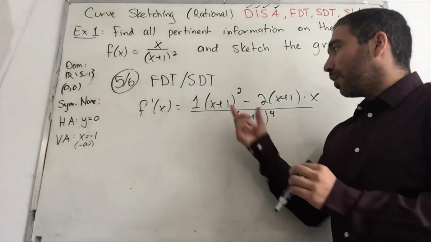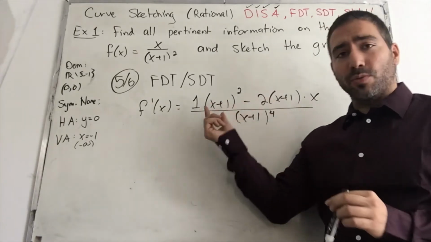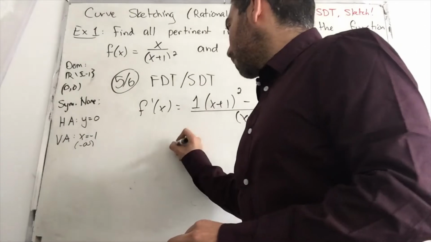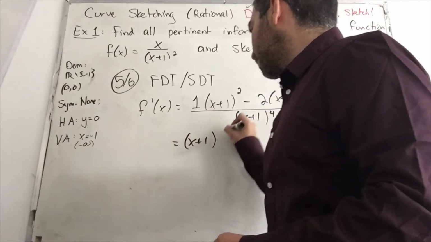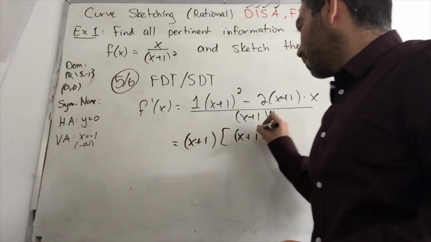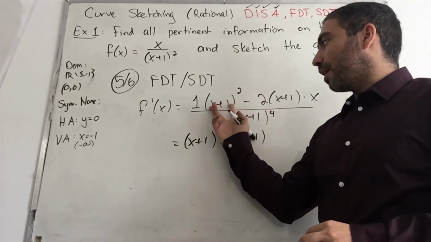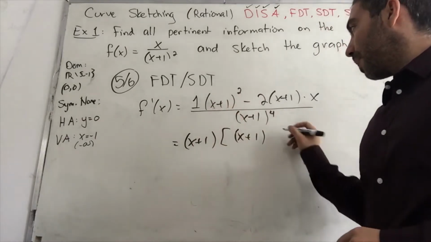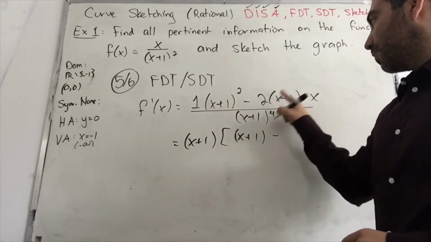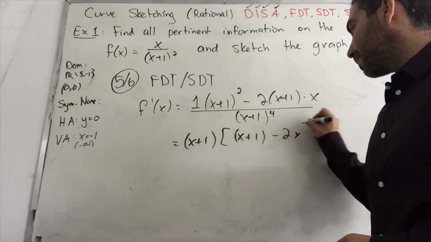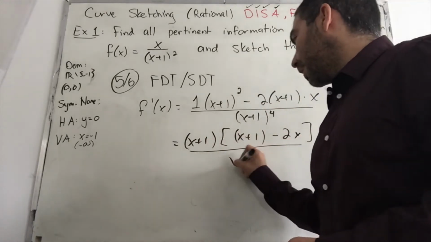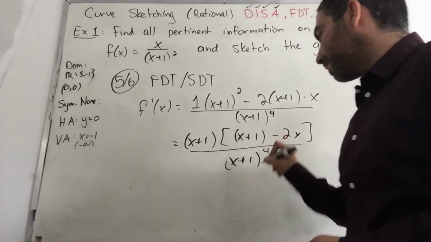So I notice on the top that the left term and the right term both have an x plus 1. Let's factor one of them out. So what we get is x plus 1. We're left with x plus 1, because here it's squared, so we take out one of them, we're left with another one. Minus, we took out the x plus 1, so we're left with minus 2x. Over x plus 1 to the 4.